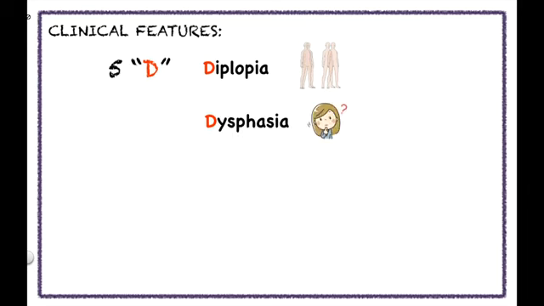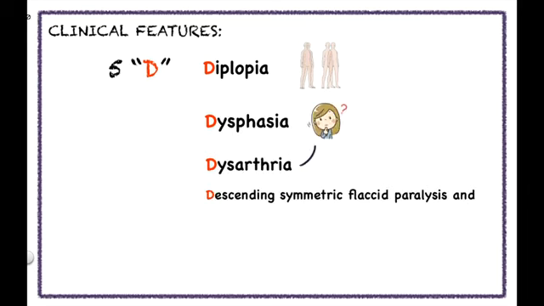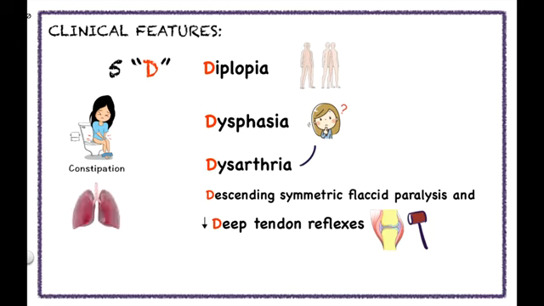Now clinical features. You can remember the common symptoms with the simple mnemonic 5D, which represents diplopia, dysphagia, dysarthria, descending symmetric flaccid paralysis and decreased deep tendon reflexes. Other symptoms like constipation and respiratory muscle paralysis, which may even lead to death, and there is no sensory or cognitive deficits. This point you should remember.